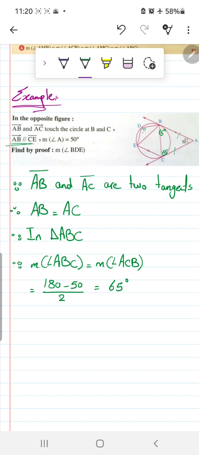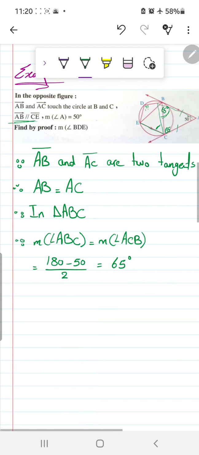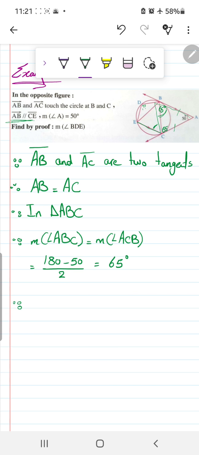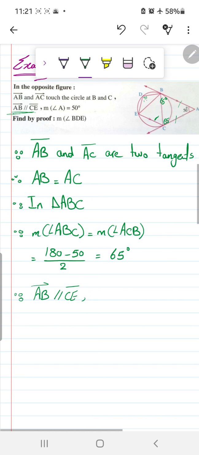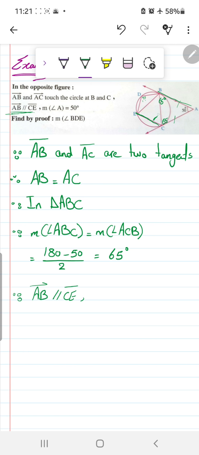So from parallel, what did you notice here? We have letter Z, alternate angles. We have here angle ABC equals what? BCE. So from parallel, since AB is parallel to CE. Don't forget to write transversal, which completes the figure. AB parallel to EC, and completing the figure here, BC. So BC is a transversal.